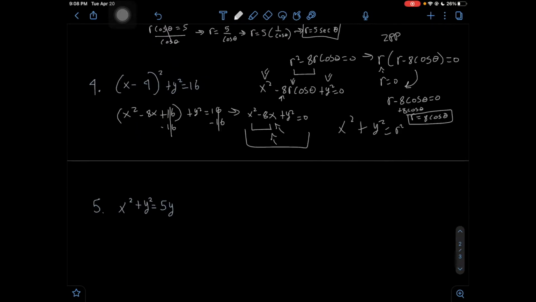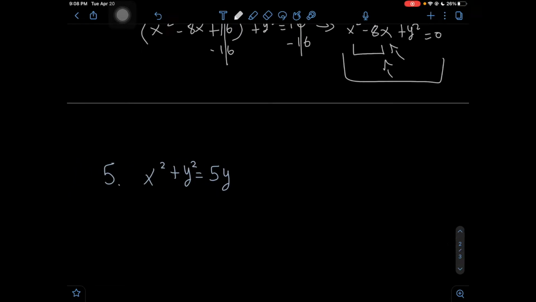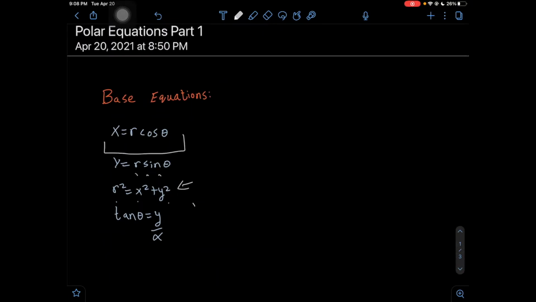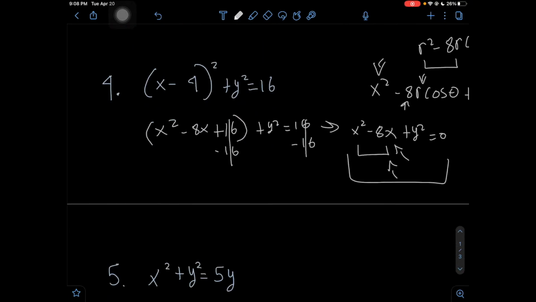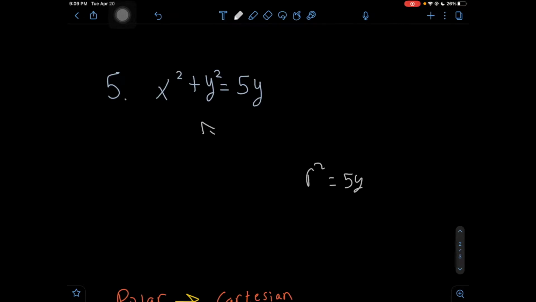Finally, let's go to number 5 for the Cartesian to polar problems. Number 5 says we have x squared plus y squared equals 5y. We know that x squared plus y squared equals r squared, as we can see in our base equations. Okay, so we have r squared equals 5y. Now what we can do is set this equal to 0. We can do r squared, subtract 5y from both sides, and this all equals 0.